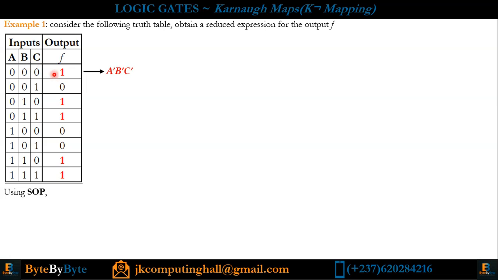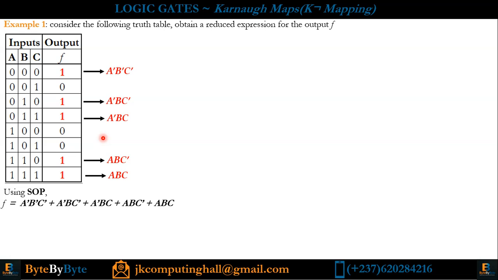A bar, B bar, C bar. At this level, only B is non-complemented. So I'm going to have A bar, B, C bar. At this level, only A is complemented because it is the only one at position 0. So I will have A bar, B, C. At this level, only C is complemented. So I'm going to have A, B, C bar. At this level, none is complemented. So I'm having A, B, C. Okay. So that is our expression. A bar, B bar, C bar plus A bar, B, C bar plus A bar, B, C plus A, B, C bar plus A, B, C.